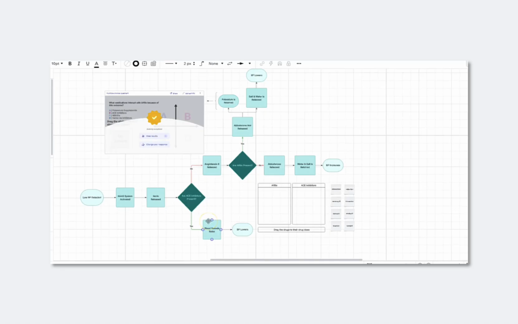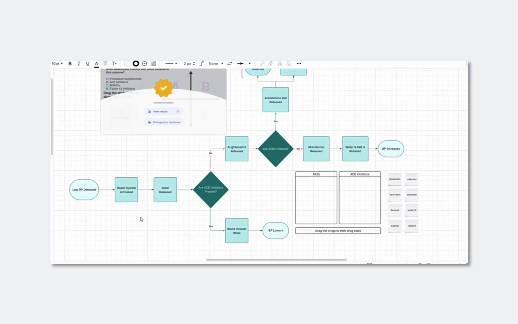So this chart breaks down the various steps that the body goes through that blood pressure medications can interact with. So we see here, we have the beginning of the situation where low blood pressure is detected. It activates a system in the body called the RAS system. And then a substance called renin is released.